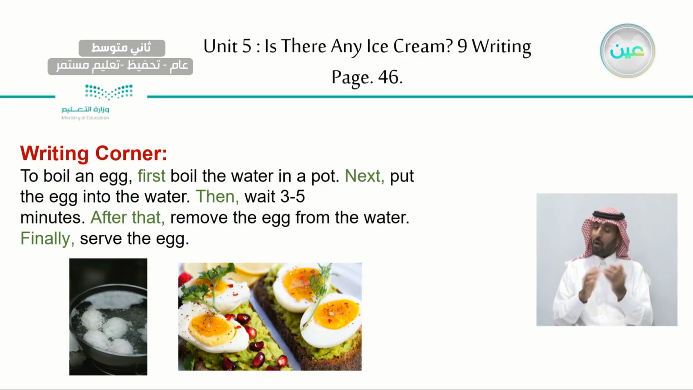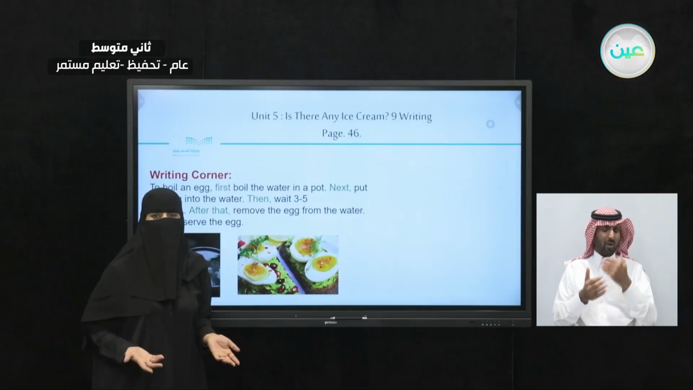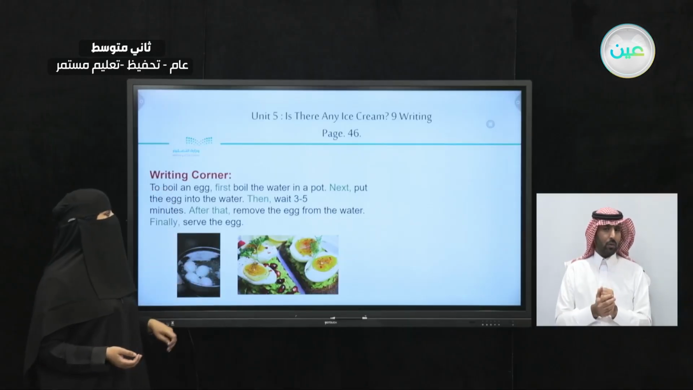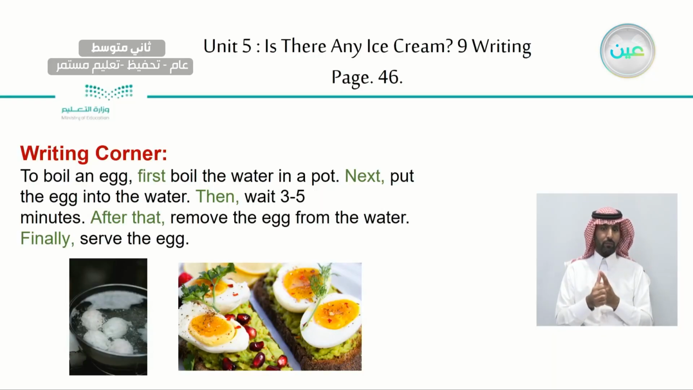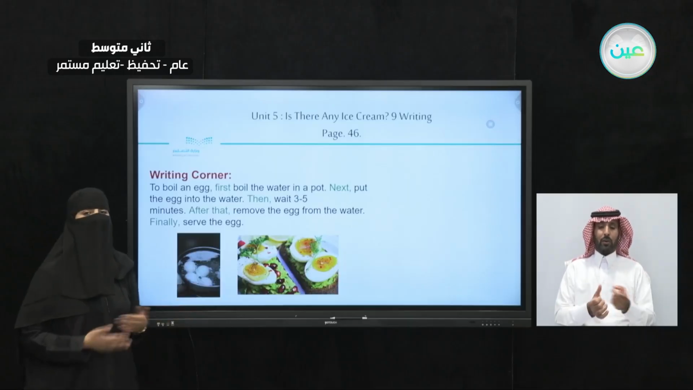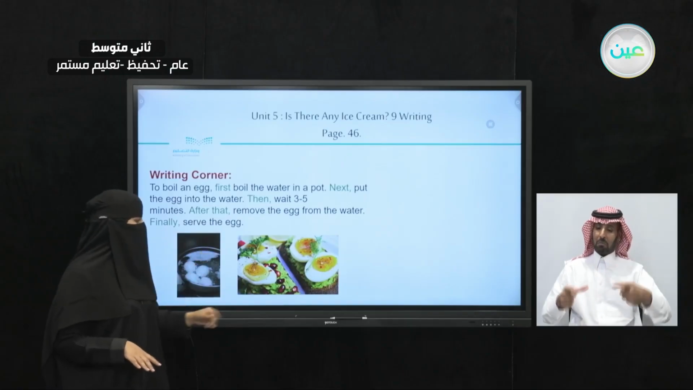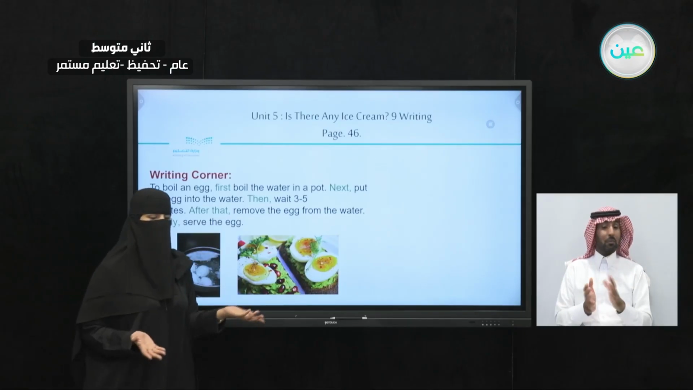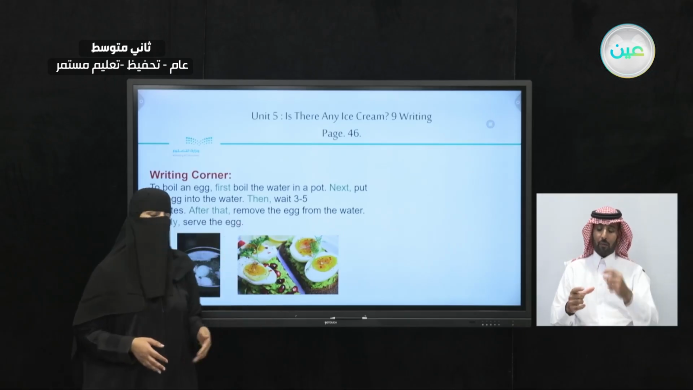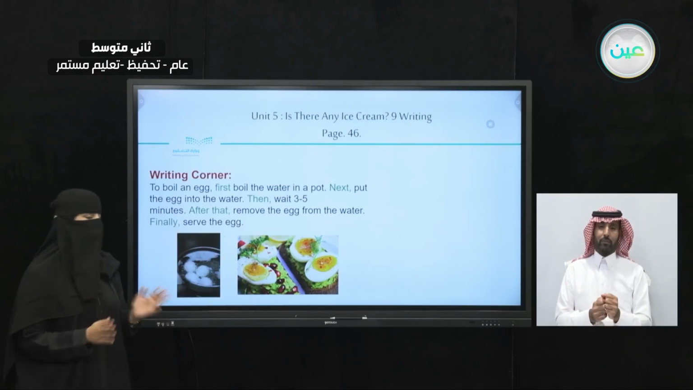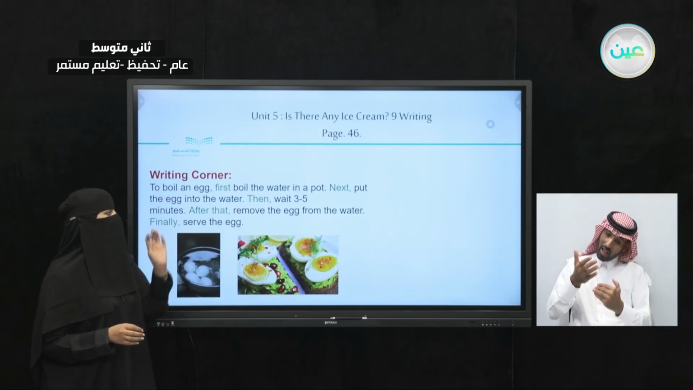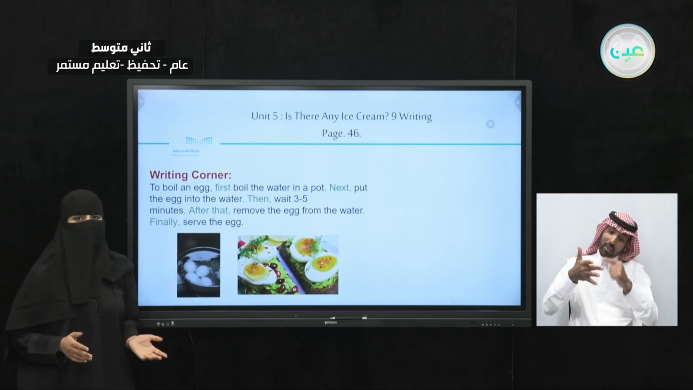First, next, then, after that, and finally. So what is the first step and what is the last step? The first step here: first, boil the water in a pot. Look, boil the water in the pot. This is the first step. What about the final step? Finally, serve the egg. Here, this is the final step. Now you're done. You can have the egg now. So in between first and finally, we have next, then, and after that.